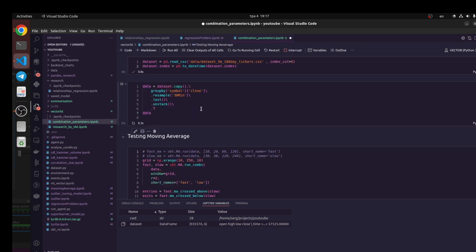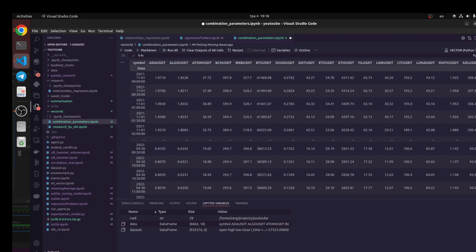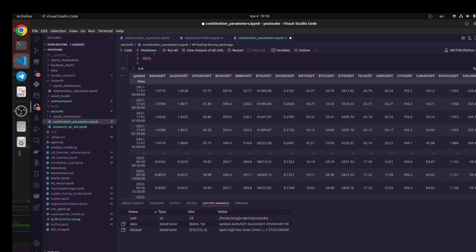Next, let's do it. And you see we have our data frame with our tickers like Cardano, Algo USDT, Atom, and this is without index rows. And you see we have a 30-minute time frame. Okay, vectorbt is a very nice library to apply multiple combinations for multiple tickers, and it works very fast.